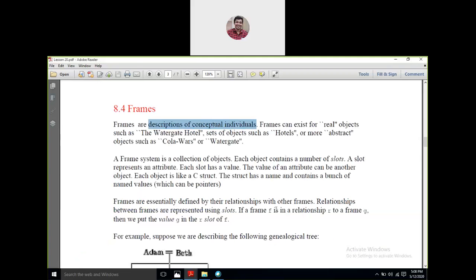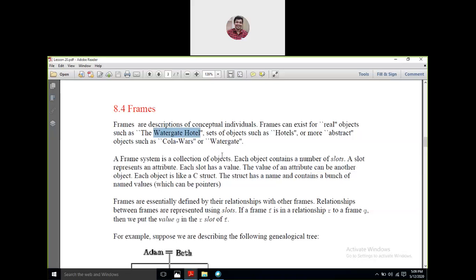Frames can exist in the form of real objects like the Watergate Hotel, or for a set of objects, like only hotels. What is the basic difference between them? If I am creating a frame for the Watergate Hotel, that means I have created a frame structure that is an extension of the semantic net for hotels, for a single specific hotel called the Watergate Hotel, right?